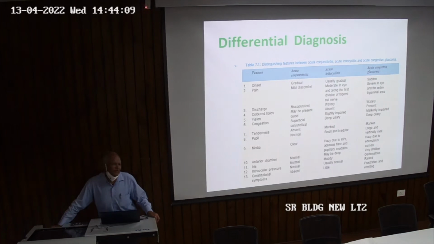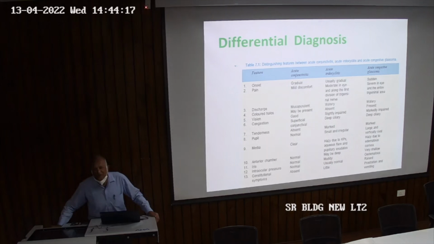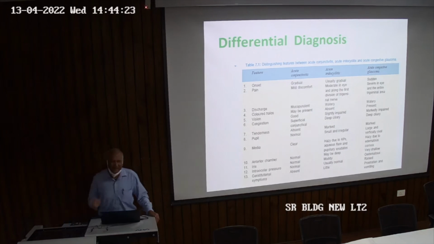Pain will be more, vision diminution will be more, or discharge. Acute conjunctivitis, being bacterial, has discharge. There will be no discharge in uveitis and acute congestive glaucoma. So by seeing the torch examination, we can suspect that.